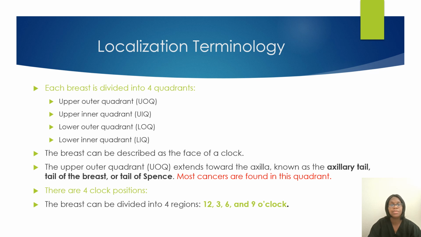And then you have most cancers being found in the upper outer quadrant, where the axillary tail, the tail of the breast, and the tail of Spence is located.